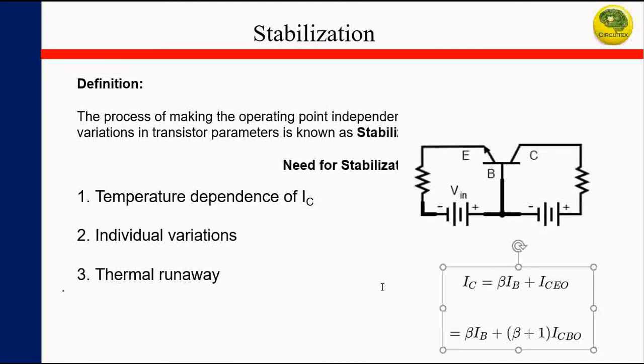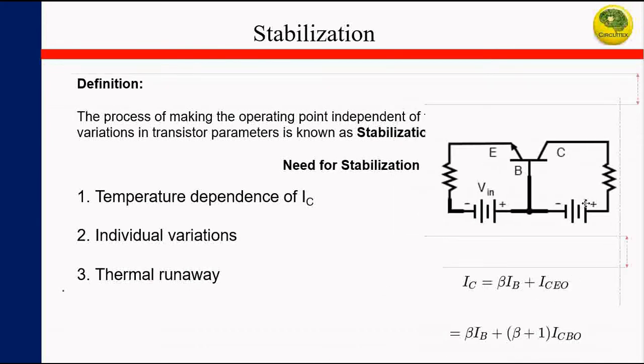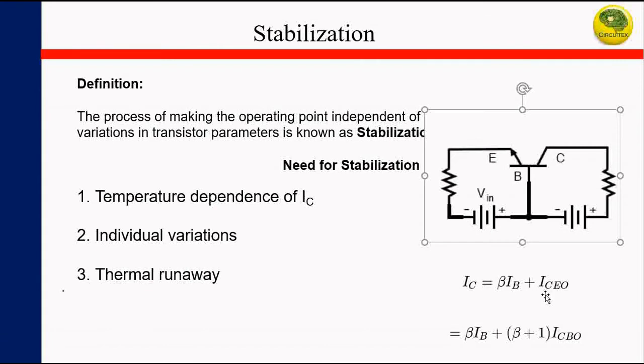formula which states that IC equals beta IB plus ICEO, then we could say that it is also equal to beta IB plus (beta plus 1) ICBO, where the collector leakage current ICBO, that is the base-emitter collector current, is greatly influenced by temperature variations.